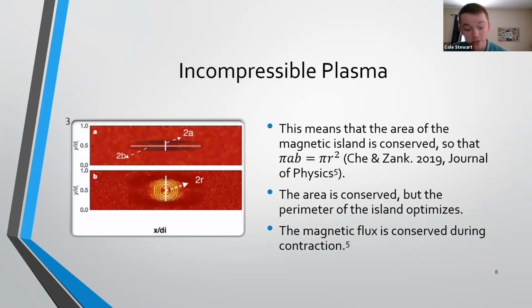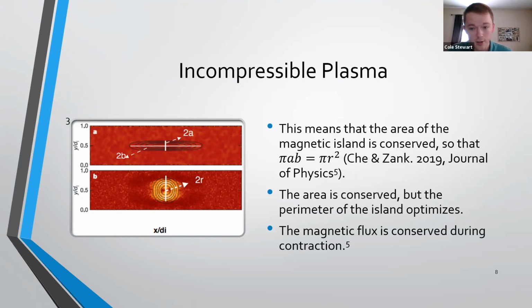In theory, plasma is incompressible, and in our simulation, it is nearly incompressible. But incompressible means that the area of the magnetic island is conserved, so that the initial area, which is pi AB, equals the final area of pi r squared. The area is conserved, but the perimeter of the island optimizes, and this optimization is a decrease.